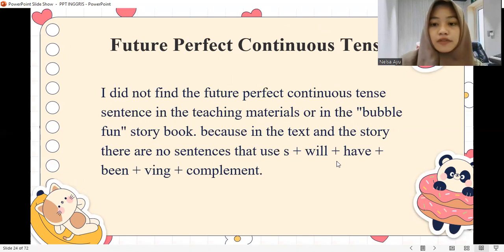For the example of future perfect continuous tense, I did not find the future perfect continuous tense in the teaching material or in the Bubble Fun storybook, because in the text and the story there are no sentences that use subject plus will plus have plus been plus verb ing plus complement.